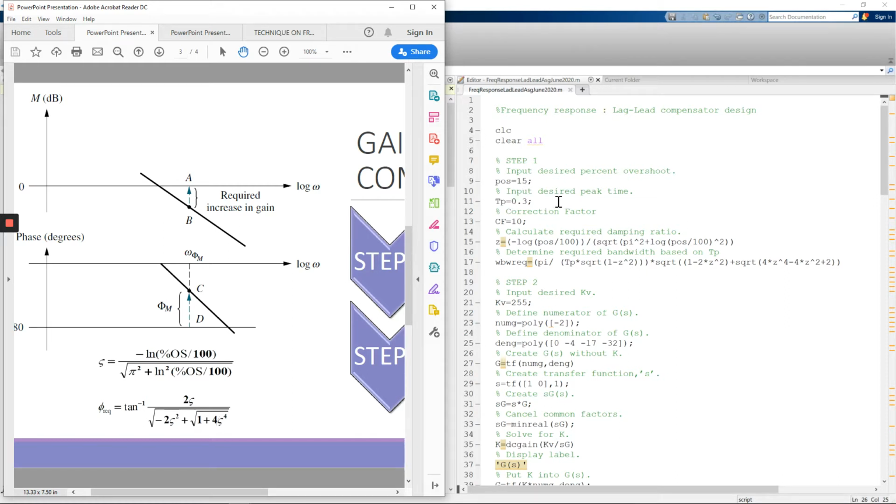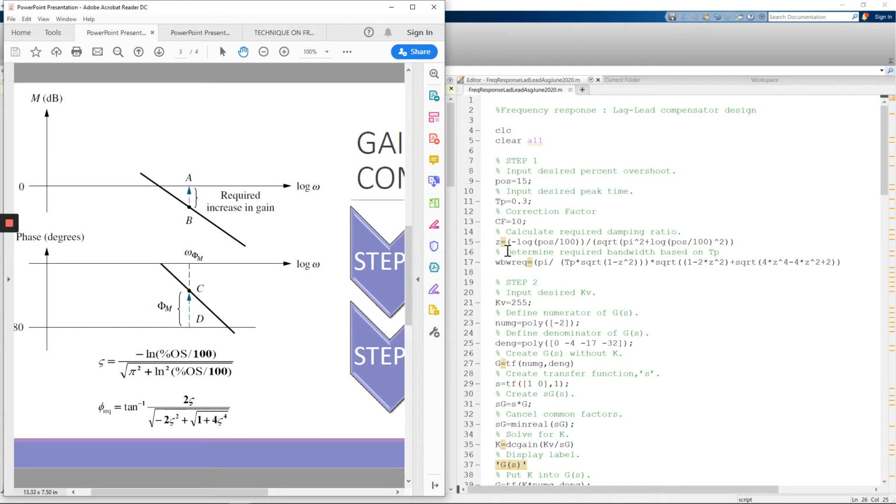And then this is the peak time given in the design requirement. I label it as TP equal to 0.3. You do not need to write the unit. Another design requirement is the correction factor. I label it as CF equal to 10.